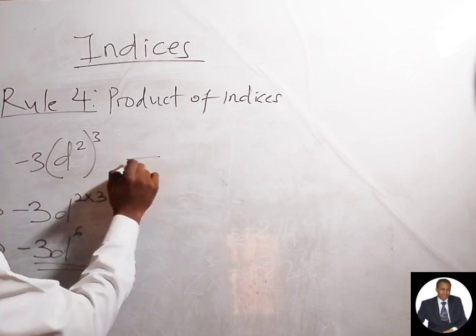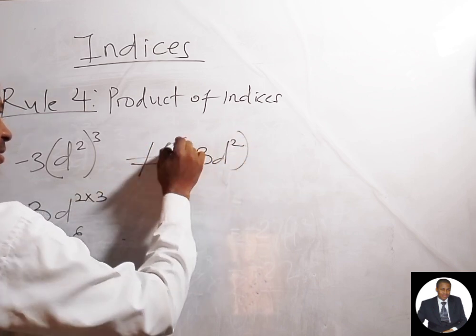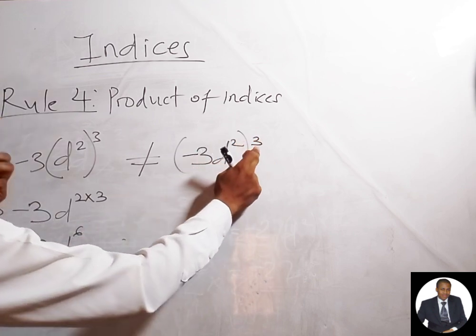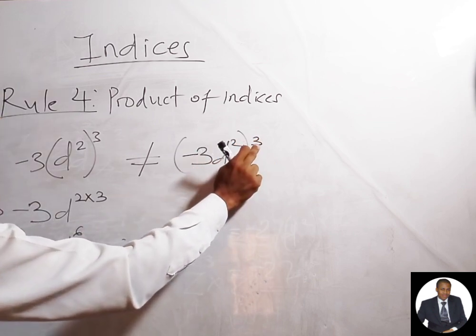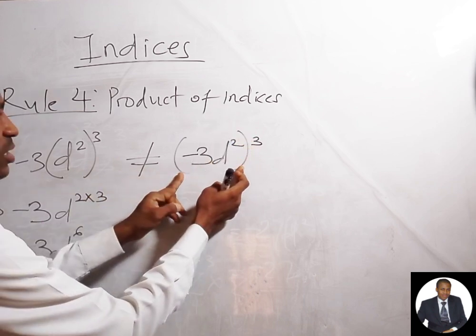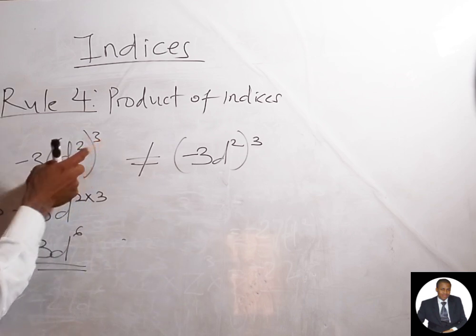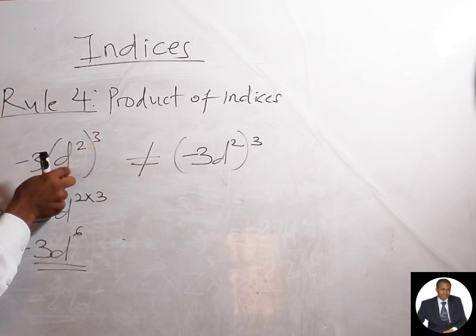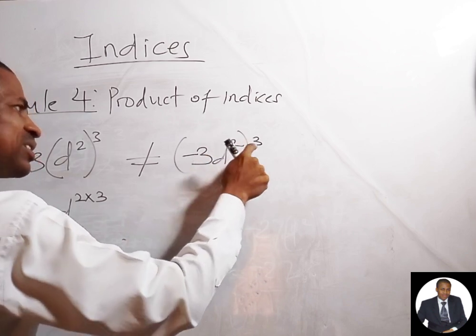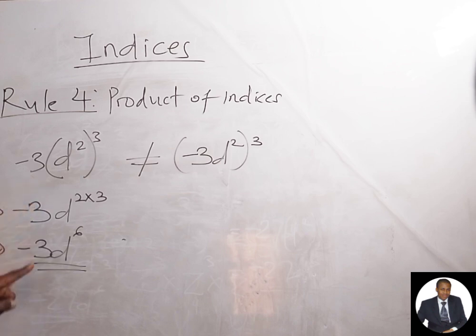This is not the same as this. These 3, that is exponents, affects everything within this bracket. While here only affects what is in this bracket, which is d squared. Minus 3d squared is affected by 3 here, but only d squared is affected by what is here.